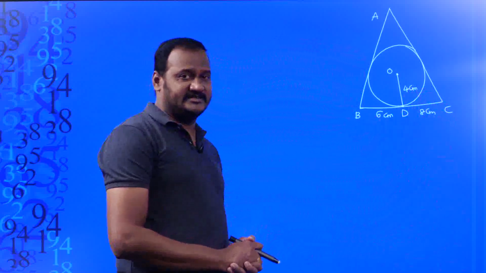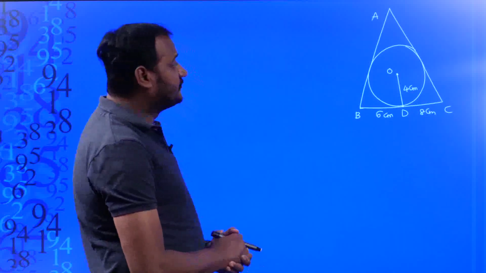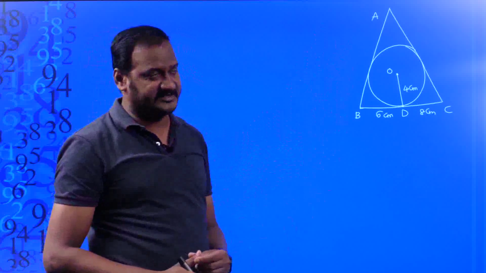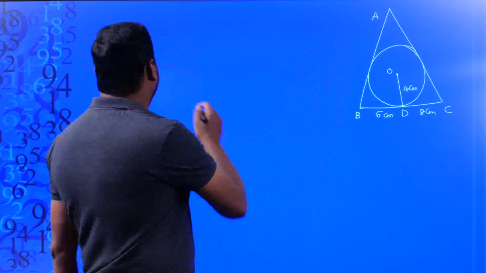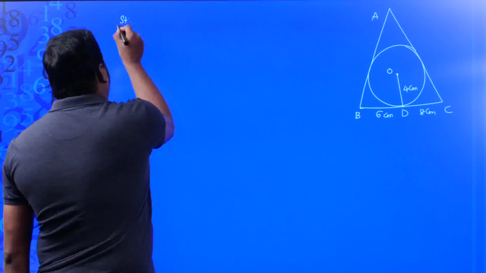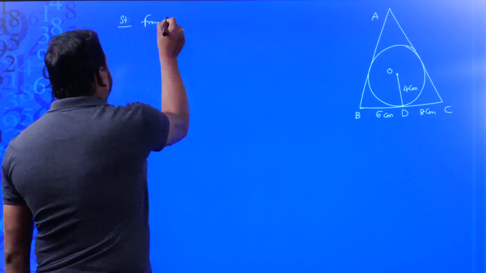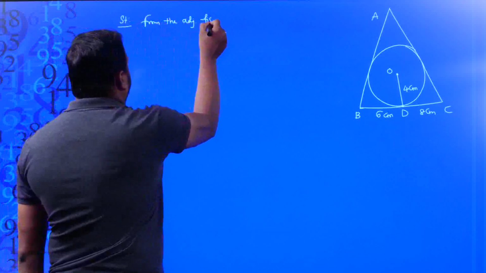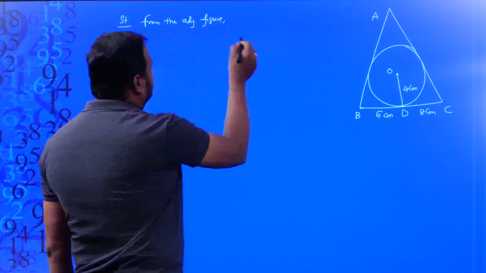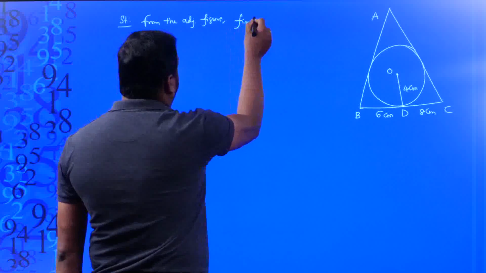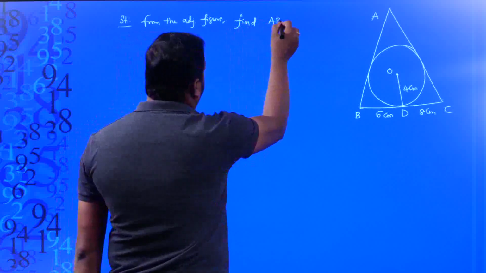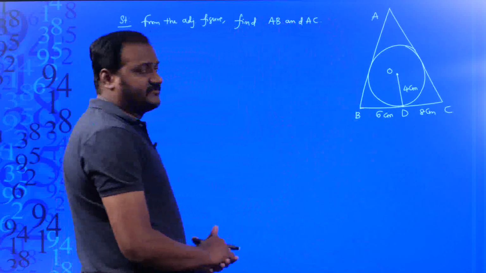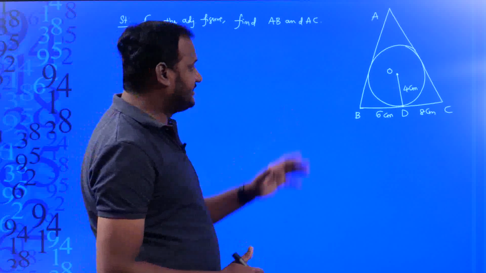Now, here you need to find the lengths of AB as well as AC. Hope you understand what the statement is. From this adjacent figure, you need to find the values of AB as well as AC. So, how do we find the lengths of AB as well as AC from this adjacent figure?